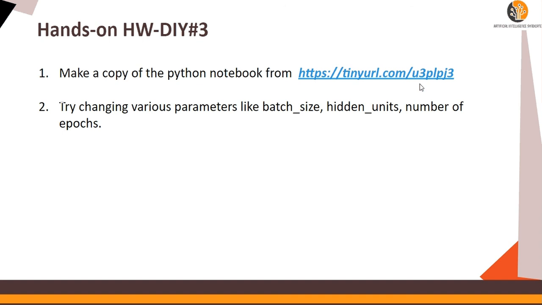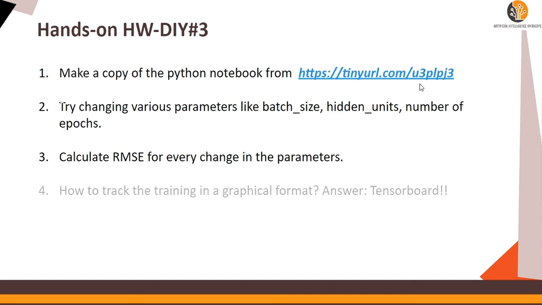Does the RMSE go down or go up? This is an iterative process you need to be really mastering. And by the way, think of automated iterations. We will talk about all this in feature engineering, which is going to be in the following videos. And then how to track the training in a graphical format? The answer is TensorBoard, and that is going to be our next video, understanding and playing a little bit around TensorBoard. Till then, hands on, make your hands dirty.